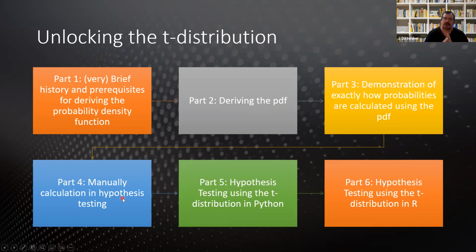Part four, I'm going to show you how to do the manual calculations for the hypothesis testing using the T-distribution. And then part five, I will do implementation of hypothesis testing using the T-distribution in Python. And then finally, I'll make one other video of how to implement this in R.